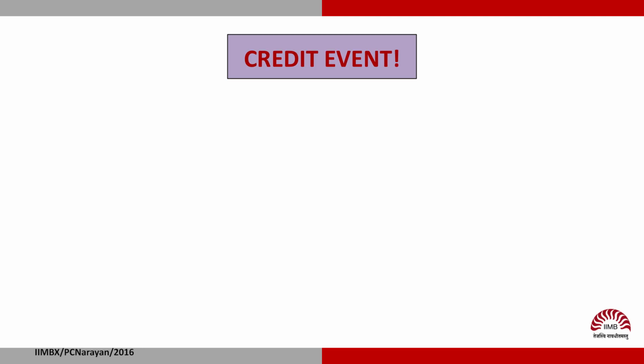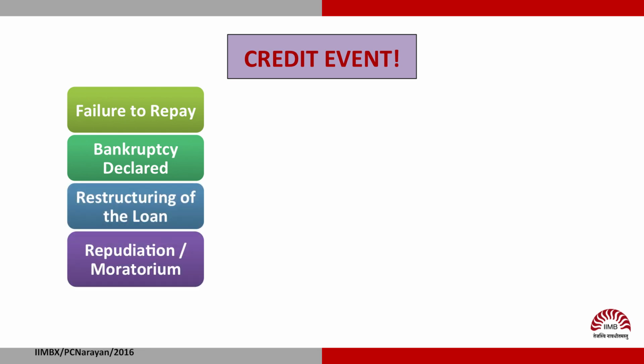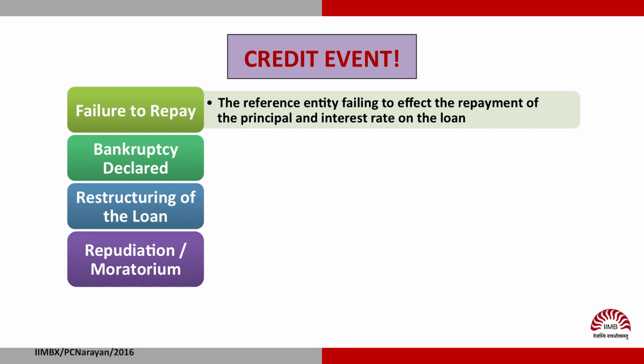A credit event could arise for one or more of the following reasons: failure to repay by the borrower, bankruptcy declared by the borrower, restructuring of the loan, or repudiation or moratorium of the country involved in a transaction. Let's look at failure to repay first. The reference entity fails to effect the repayment of the principal and interest on the loan even after the application of the permissible grace period.